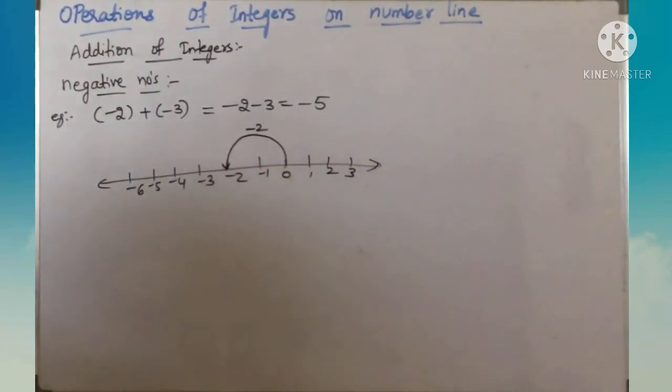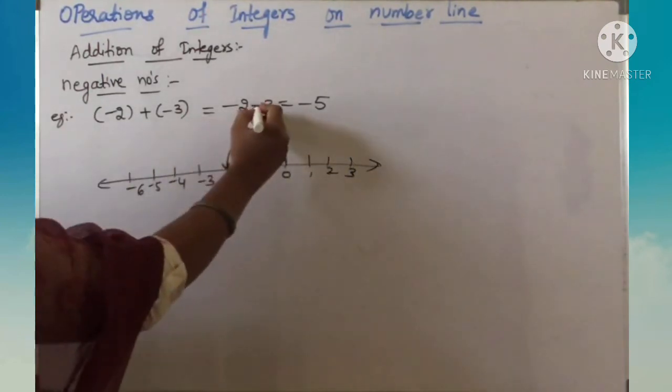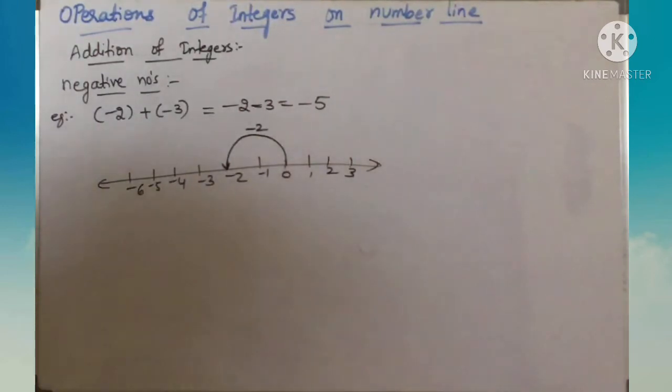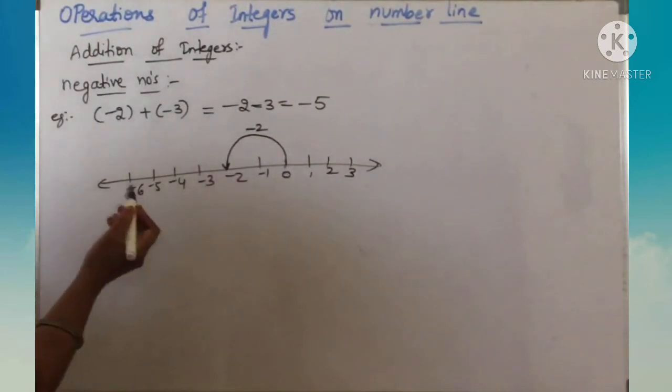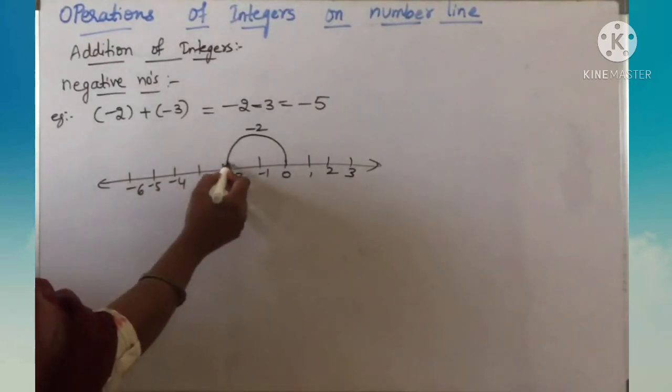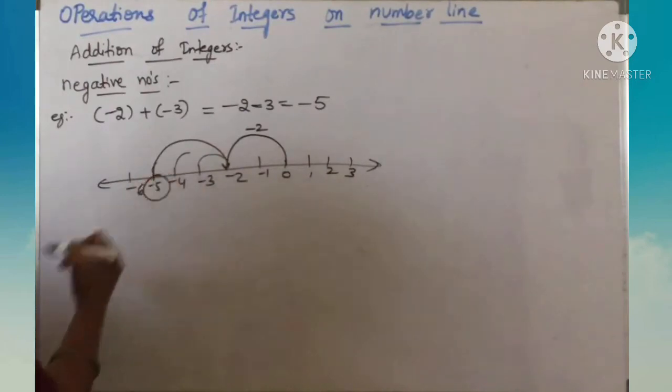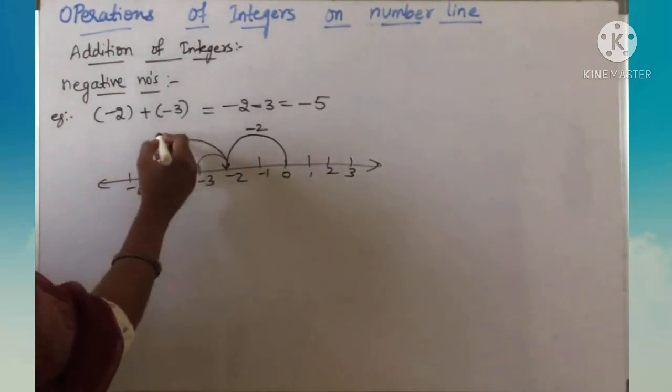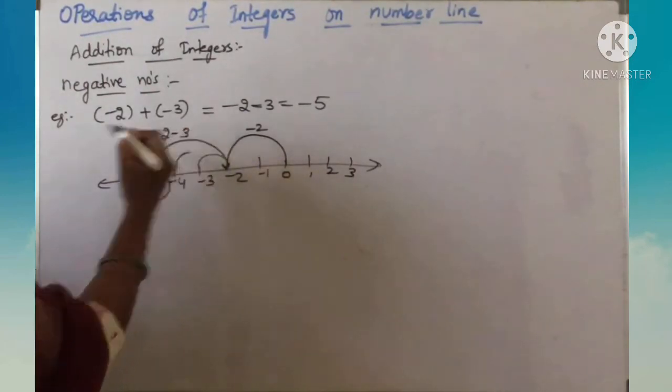Then minus 3 here. So then move 3 places to the left. Because for negative numbers we should move to left side. For positive numbers we should move to right side. So move 3 places to the left. How much you will get? 1, 2, 3. So here finally you will get answer as minus 5. This jump is nothing but minus 2 minus 3.